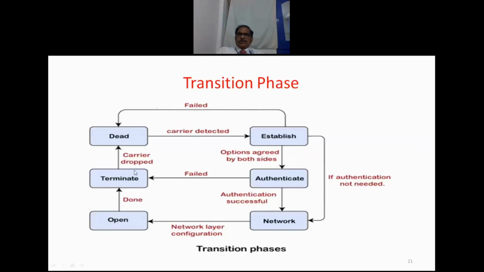Once the connection is released, both sides go into the idle state. Then again, anyone can start, and this phase starts again. So that is how the transition phase is used in the point-to-point protocol for establishing the connection and making the communication possible between a sender and a receiver. So these are the different phases. Every time two systems want to communicate, they have to undergo these phases.